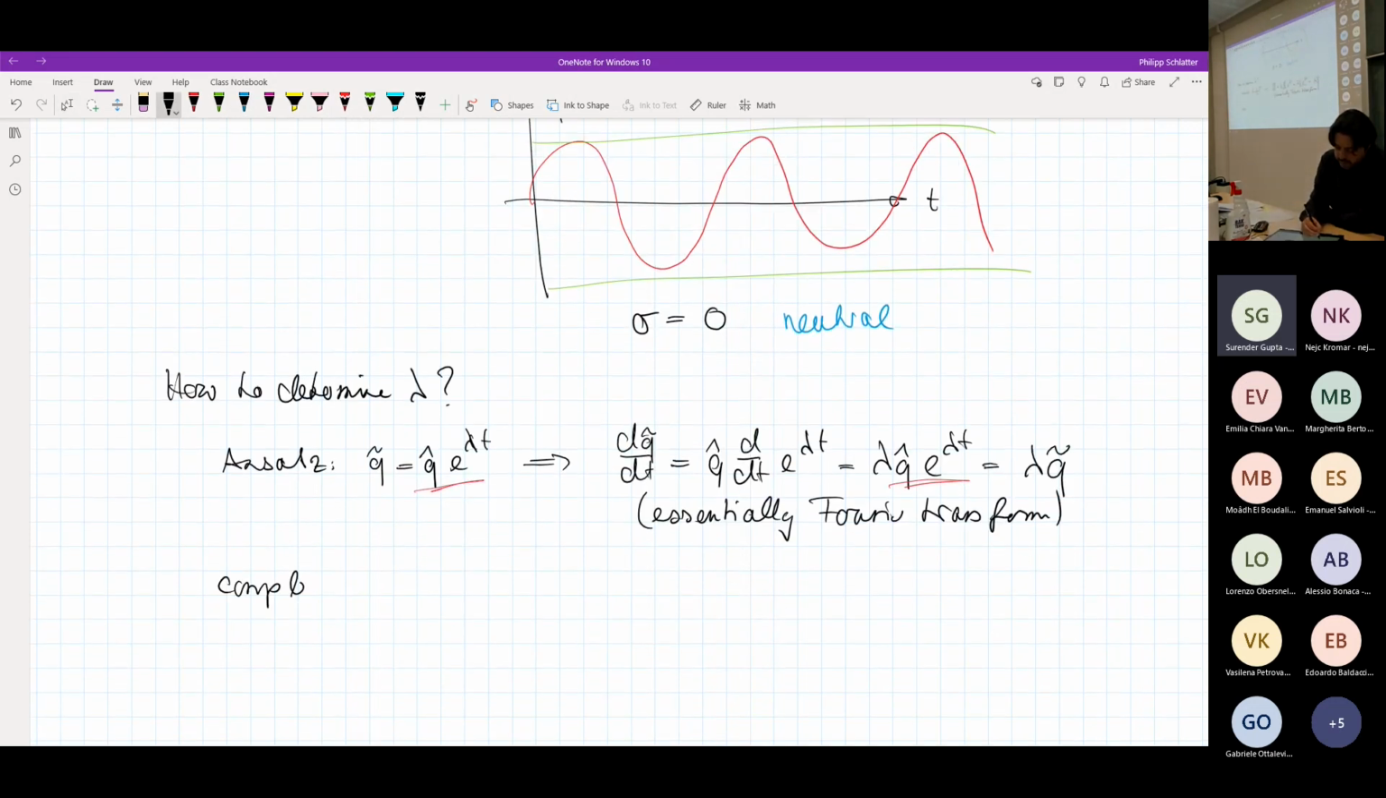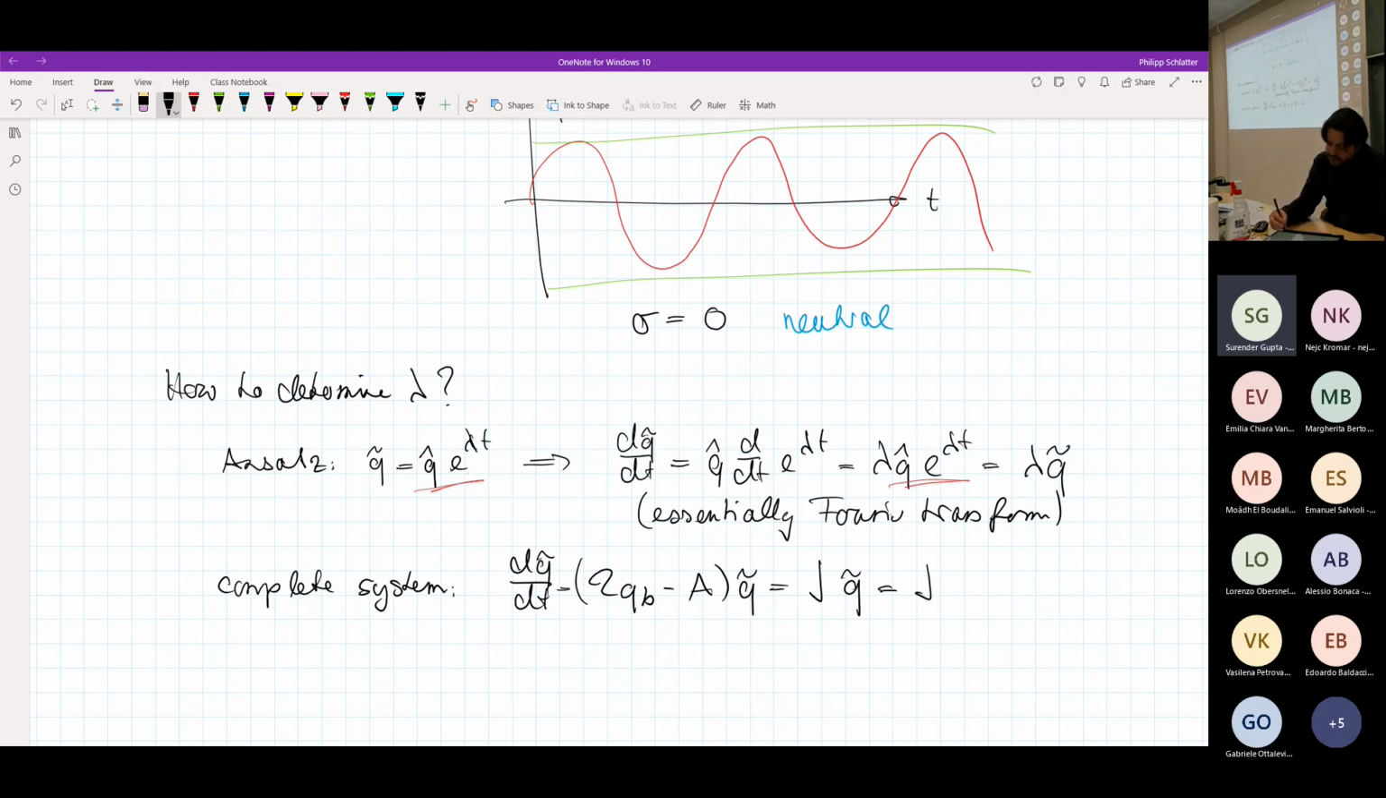So now we look at the complete system. So we introduce it there. The system was dq tilde dt, which was (2qb minus a) times q tilde, and this was what we called j times q tilde, if you remember from before. Now with our new ansatz, q tilde being q hat times e to the lambda t, we can write that this is j times q hat times e to the lambda t. And from the time derivative that we have just calculated, this would be lambda times q hat e to the lambda t.